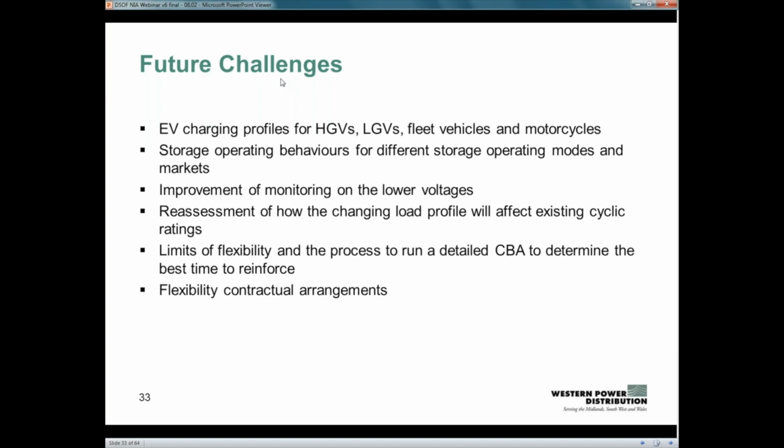Monitoring is going to become more important at the lower voltage levels, where we need to understand what's going on with all of these heat pumps and electric vehicles connecting down at the LV, where we've currently got limited visibility. And we also need to look at assessing at what point do you move away from flexibility towards reinforcement and the flexibility contractual arrangements with things like batteries and non-intermittent generation.